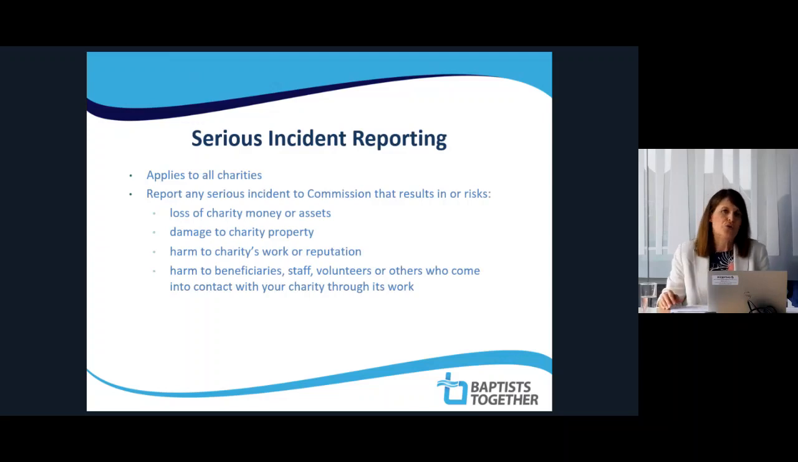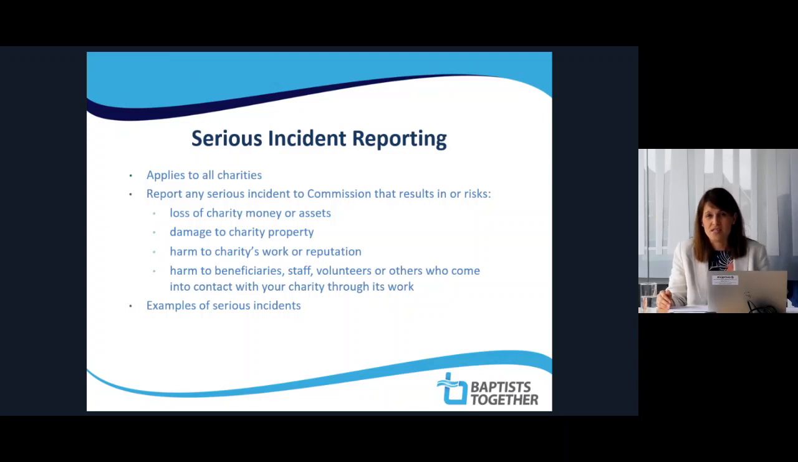And what you are required to do is to report to the Charity Commission in a prompt manner anything that results in or risks loss of charity money or assets, damage to church charity property, harm to the church's work or its reputation, either in the local community or wider, harm to any of its beneficiaries or staff or volunteers, or indeed anybody else who comes into contact with your church through its work. And the Commission has recently updated its guidance in this regard, so I would recommend that you have another look at this. So what would some examples of serious incidents be?